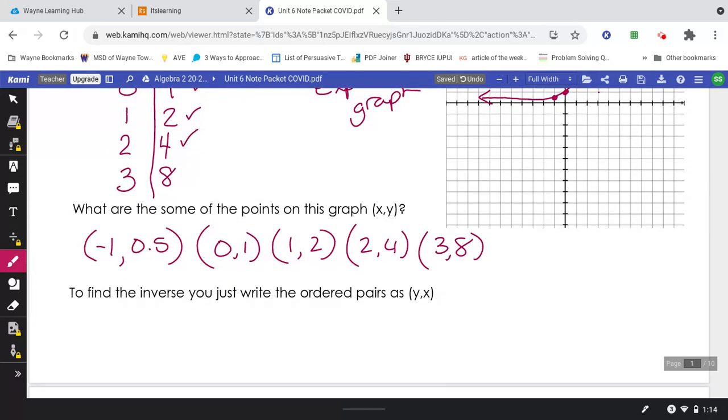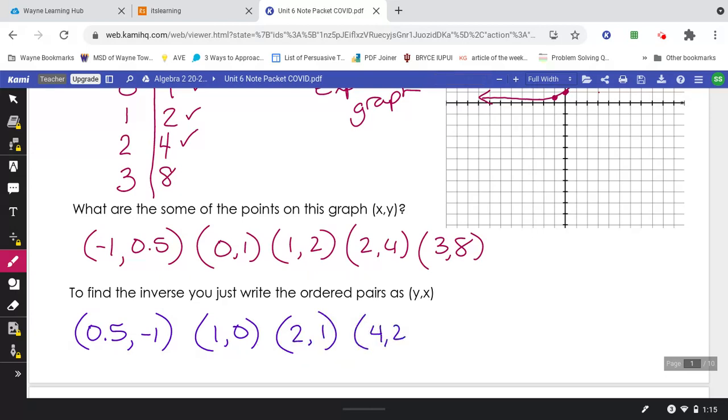So just like we did on examples 1 and 2 at the very top, we're just going to switch these around. So 0.5, -1. Switch 0, 1 to be 1, 0. Switch the x and y. Switch the x and y. Switch the x and y.